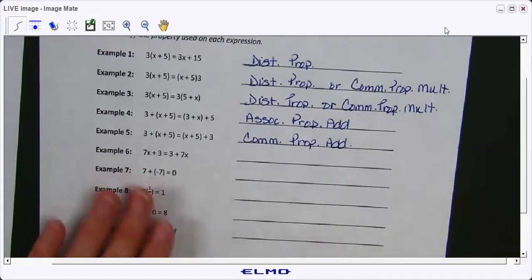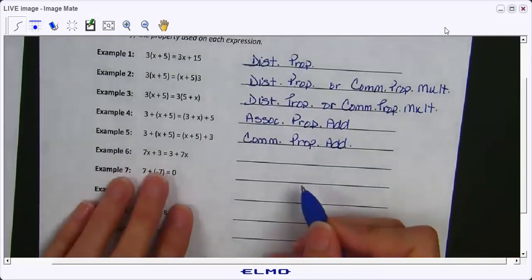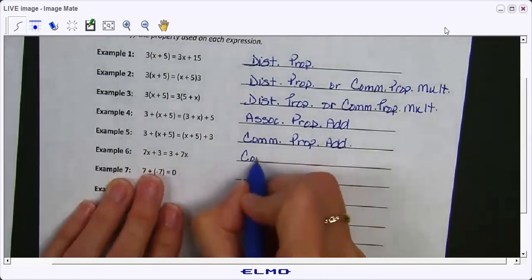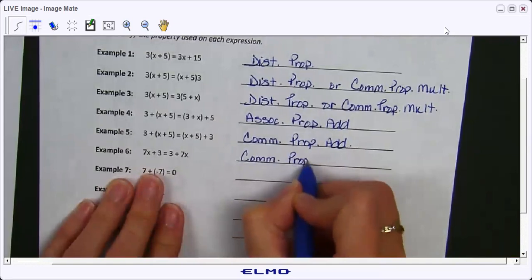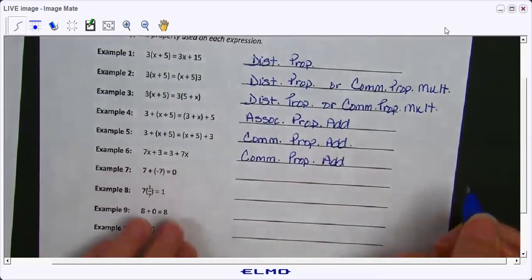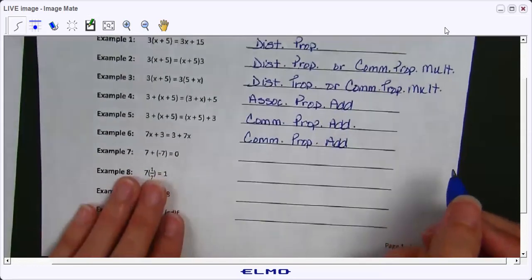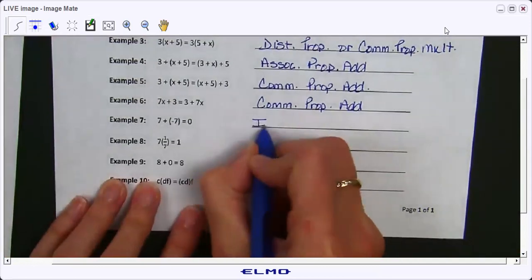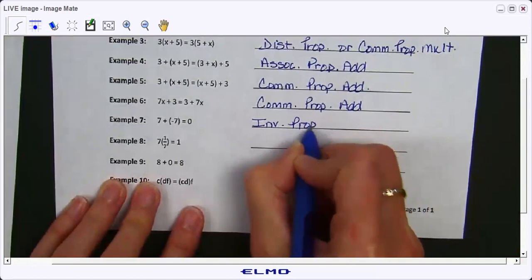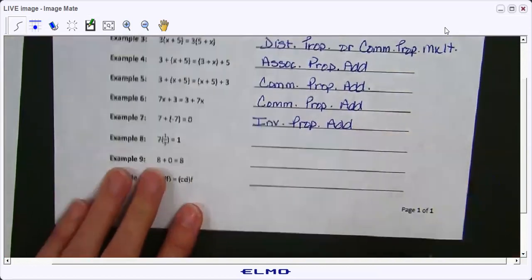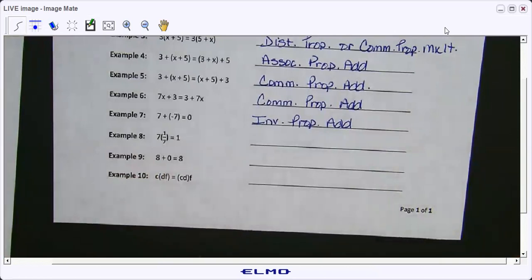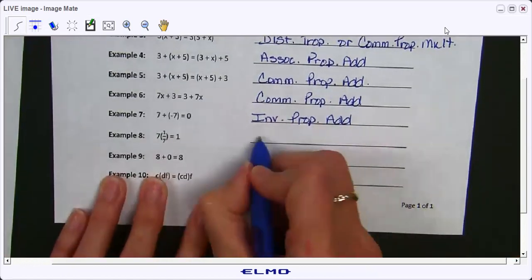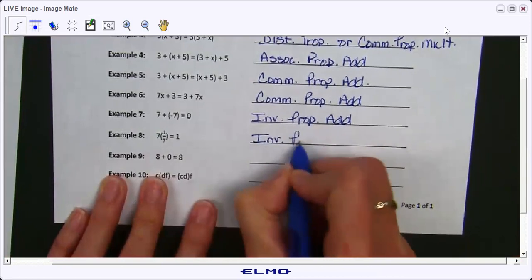All right, 7x plus 3, 3 plus 7x. Yeah, more commutative property. So just out of order, you could still add them and get the same answer. Okay, this one. We have 7 positives, 7 negatives. It wipes it out to a 0, which is the inverse property of addition. Okay, 7 times 1/7 is 1. Inverse property of multiplication, good, because we inverted the 7.